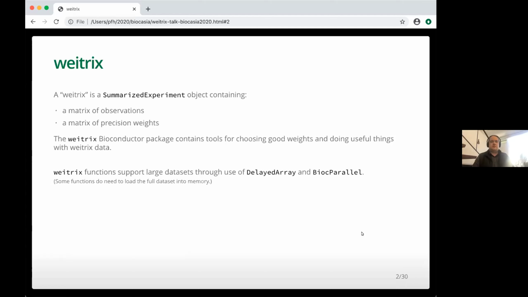So this talks about a package I've been working on where you have a matrix of some sort of observation and an associated matrix of precision weights. So if you've used voom, voom is an example of that. I basically wanted something a fair bit more general than voom, but with the same general idea. And this uses these modern data types like SummarizedExperiment. It can use DelayedArray. Most of the functions are parallelized.